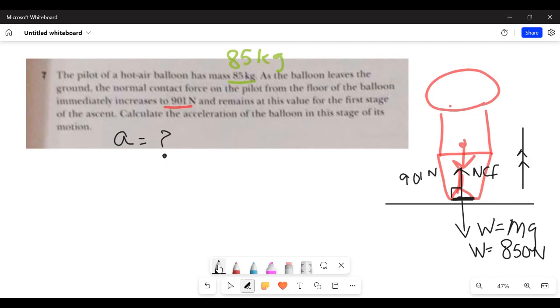Can you guys hear me? Yes, Alia? Yesterday we did the case where the normal contact force would be equal to mg plus ma, so we could just use that. Normal contact force is not always equal to mg plus ma. Not always, but in this situation it would work.